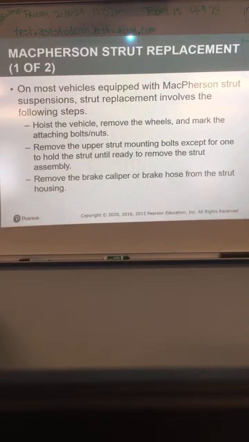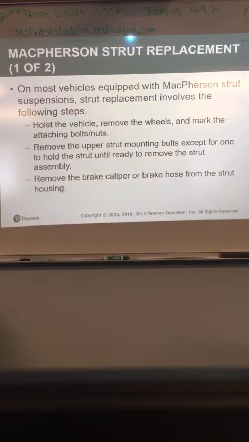Okay, most vehicles are equipped with McPherson strut. Strut replacement involves the following steps. Again, these are normally pretty easy to do, and it's a common, almost like maintenance type thing. I'm not saying you have to do it every 20, 30,000 miles, but it's probably going to be worn out by 80 or 100,000.